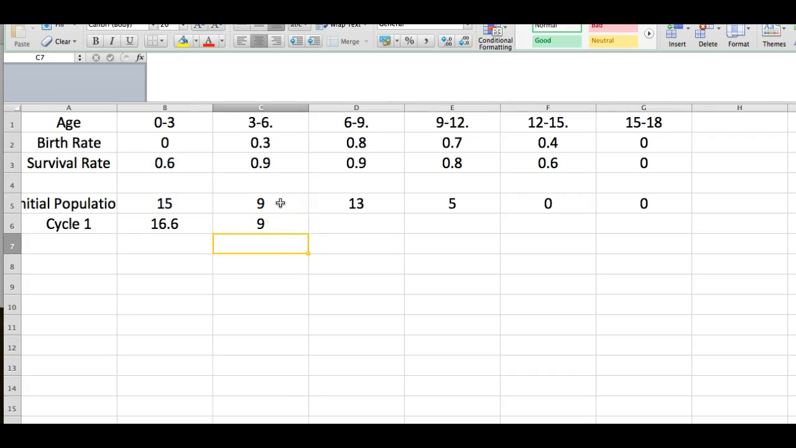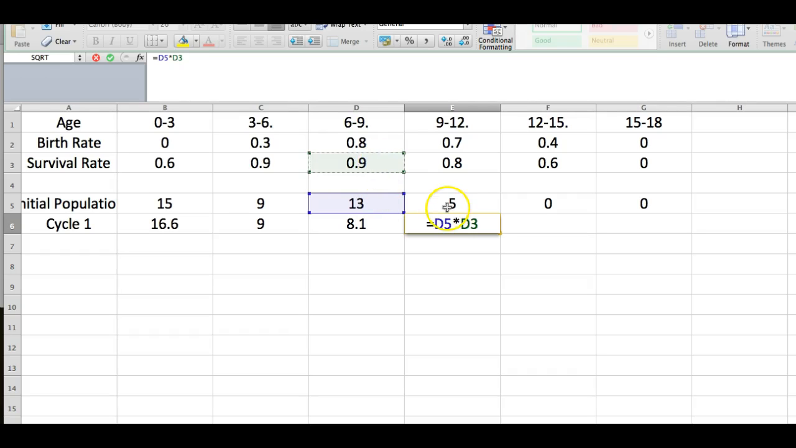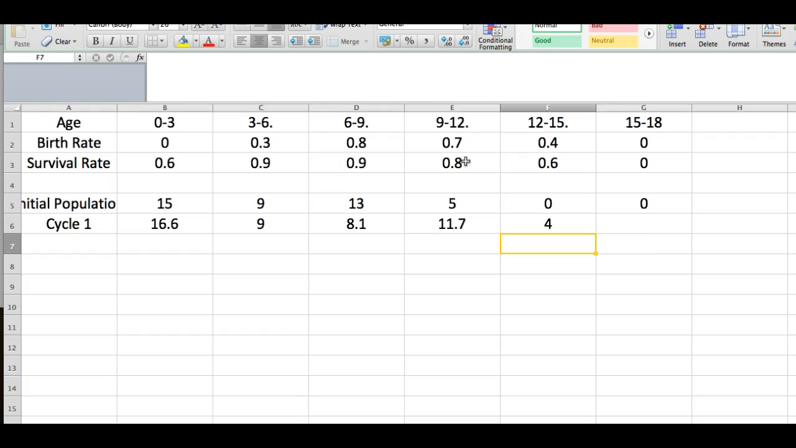Then I can take this 9 and multiply it by the survival rate. So I'm going to take this one right here and multiply it by this survival rate there. And I can continue to do this. So I'm going to take this 13 and multiply it by the survival rate in that category. And these are the numbers that you're going to get. You can do this by hand as well, but I like the spreadsheet for it too. And then you're going to be multiplying by 0 all the time, so you're just going to end up with 0. Okay, so that's the numbers that you would get.